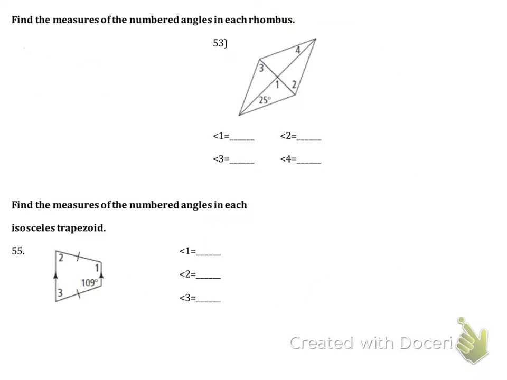All right, find the measures of the numbered angles in each rhombus. All right, I know angle 1 is 90. That's the easy one, okay? And since I have 90 here in angle 1 and then 25, I can find what this angle right here is. And it is a rhombus, so I would just do 180 minus 90 minus 25. So that gives me 65. So this angle in here is 65.